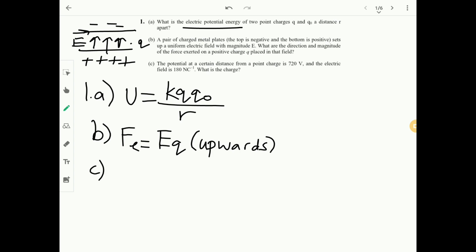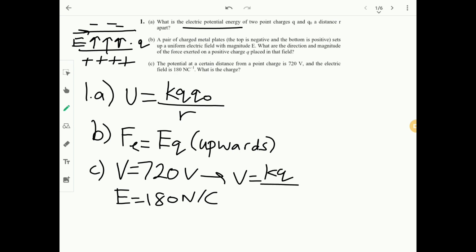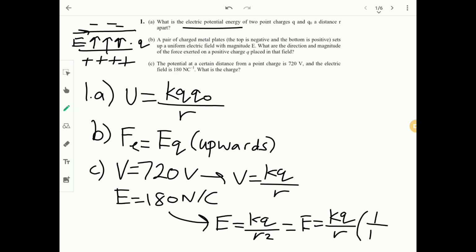The potential at a certain distance from a point charge is 720 volts and the electric field is 180 newtons per coulomb. What is the charge? So what we know is V is equal to 720 volts, E is equal to 180 newtons per coulomb. I would like to quickly go over the formulas for this. So V is equal to KQ over R, and we should remember that E is equal to KQ over R squared. Do we notice a similarity? We should notice that E can be written as KQ over R times 1 over R, right? Since we have that KQ over R times 1 over R, this is equal to V.